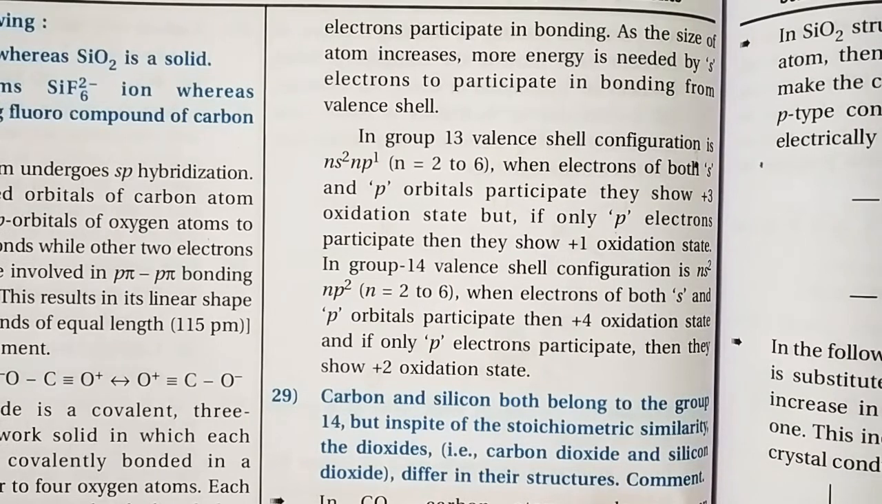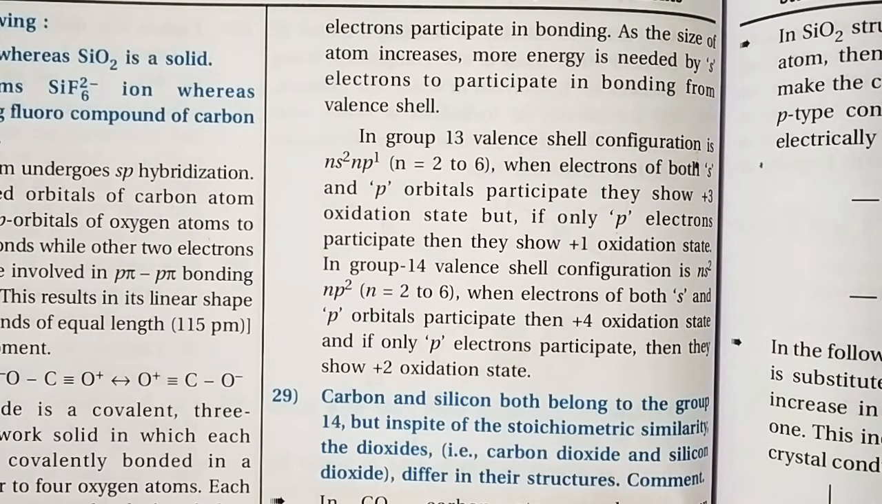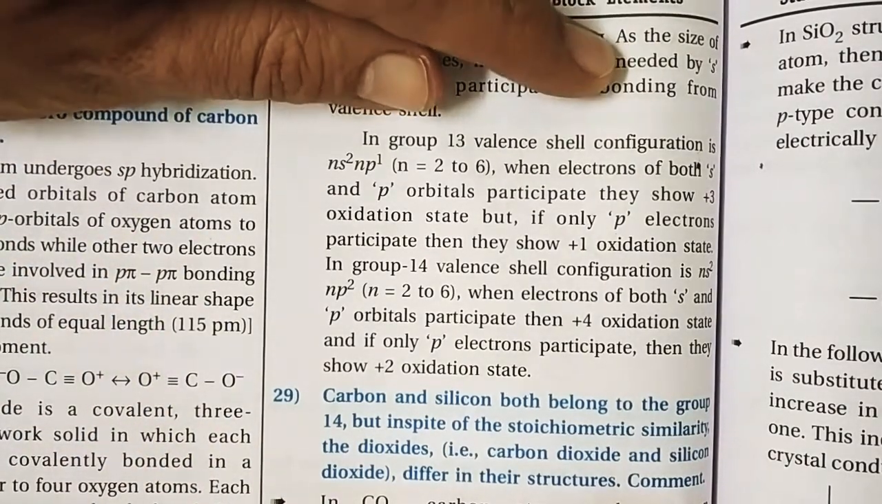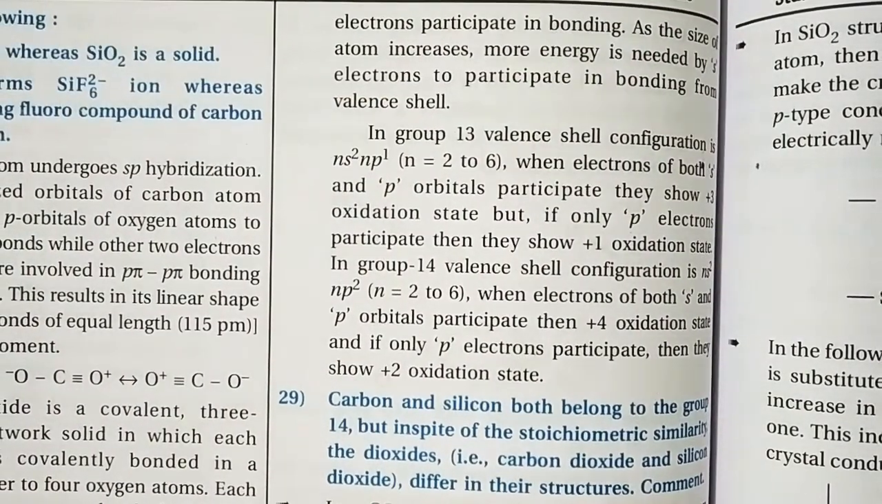In group 13, the valence shell configuration is ns2np1, where electrons of both s and p orbitals participate. They show the +3 oxidation state, but if only p electrons participate, then they show the +1 oxidation state. In group 14, the valence shell configuration is ns2np2, where electrons of both s and p orbitals participate, then +4 oxidation state, and if only p electrons participate, then it shows only the +2 oxidation state.